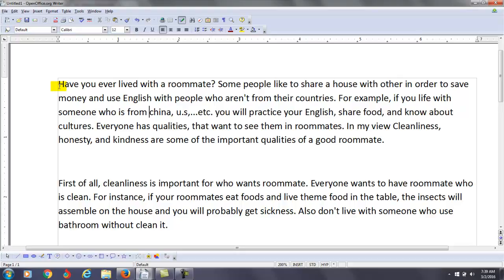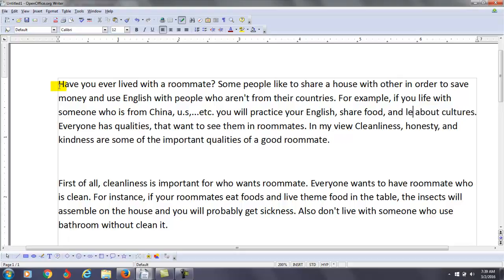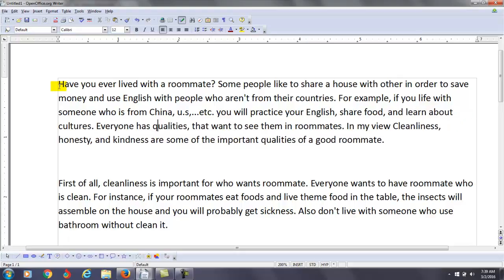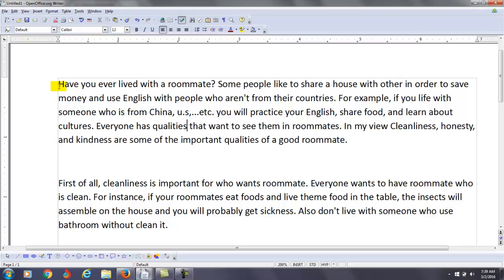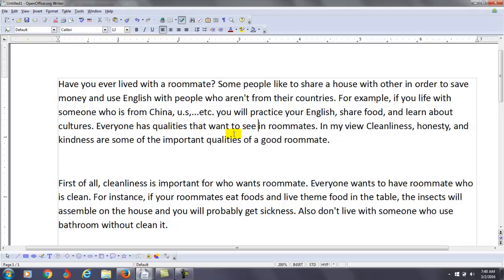who is from China, we want to say is because someone is singular. You will practice your English, share food. And I'm going to put here a different word. I'm going to put learn, and learn about cultures. Everyone has qualities. If you put the word that, there's no reason to say them. Because them means qualities, that means qualities. That's unnecessary. So you want to study adjective clauses. Go to adjective clauses in your grammar book to learn more about how to use those and to avoid unnecessary repetition of pronouns.